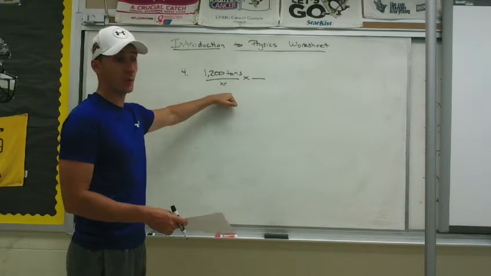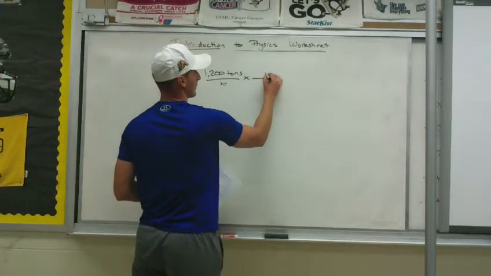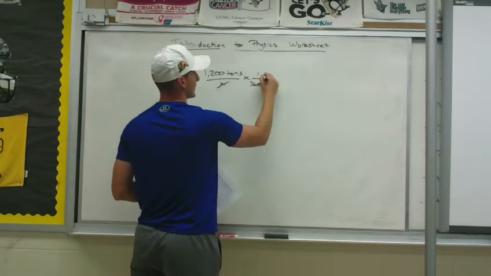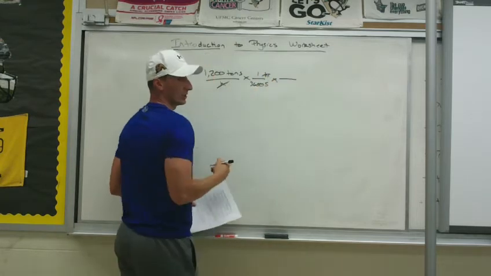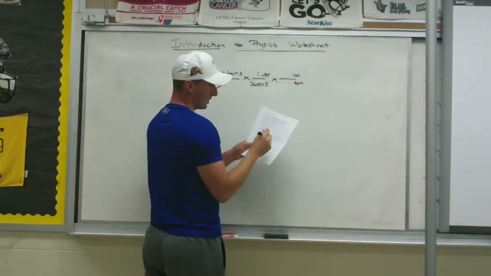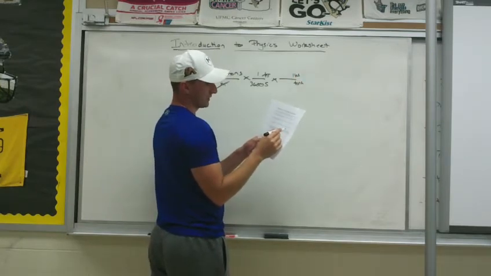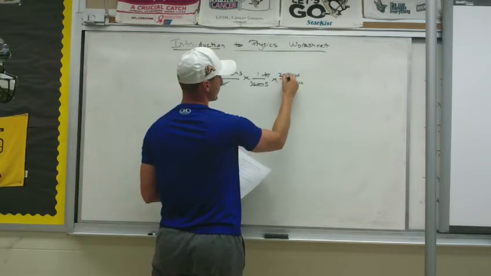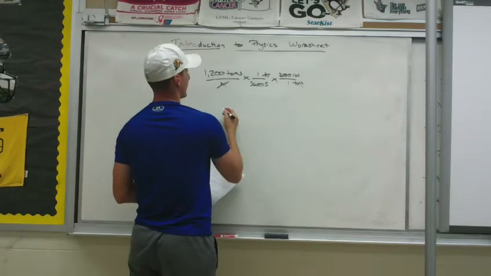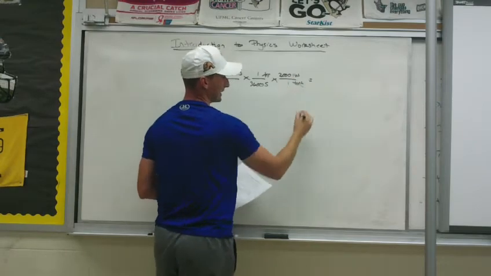If I want to get rid of hours, I put it opposite. I have hours up here. Seconds, 1 hour is 3,600 seconds. Hours cancel out. I want to get rid of tons, I put it opposite. Tons is down here, pounds is up here. They give you the conversion factor. The conversion factor is 2,000 pounds, 1 ton. Tons cancel out. I'm left with pounds per second, exactly what I want.